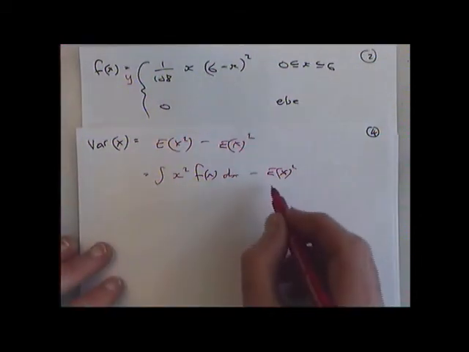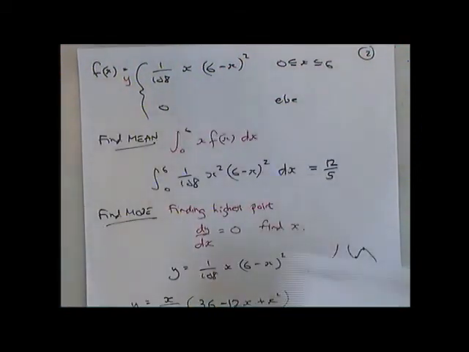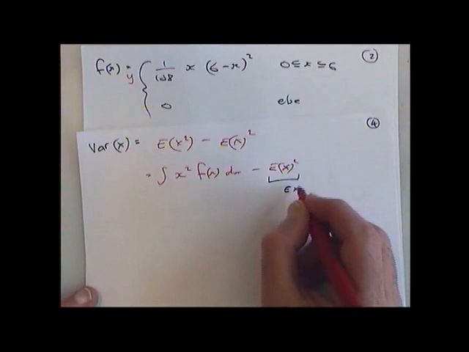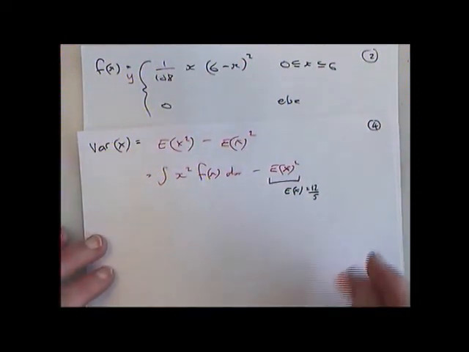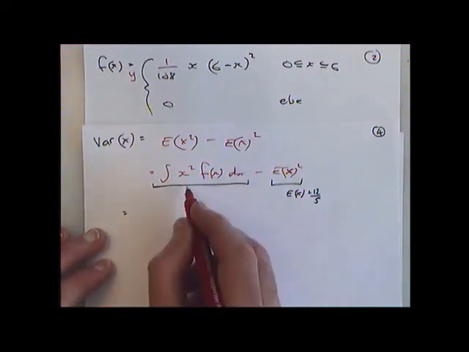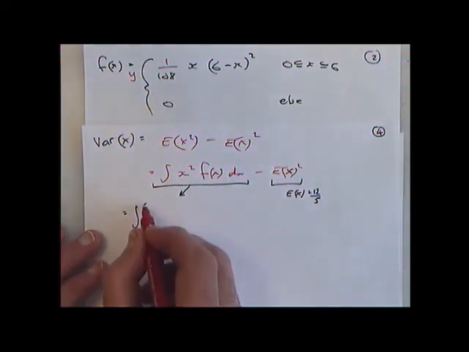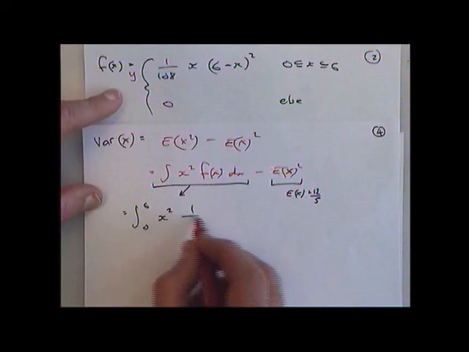And we know that this expectation of x here, we worked that out earlier on to get the mean. And the mean was 12 over 5. So we know that the expectation of x is 12 over 5 from earlier. So this bit here, we need to work out now. Integrate between our limits, x squared times our function.